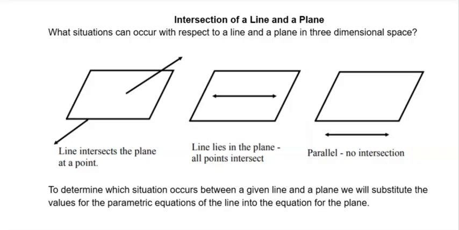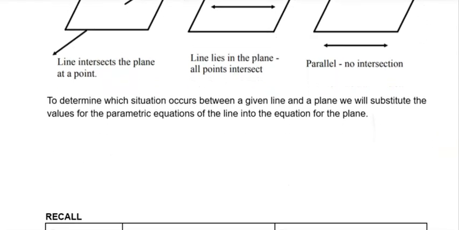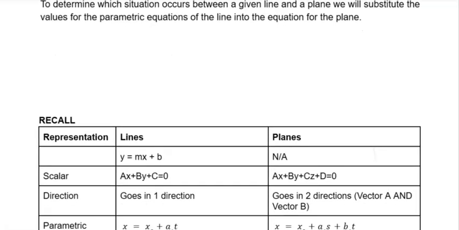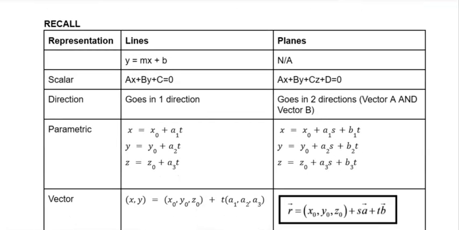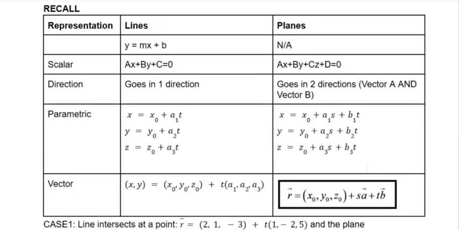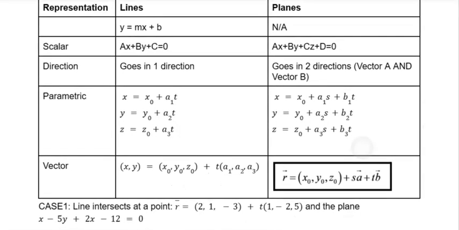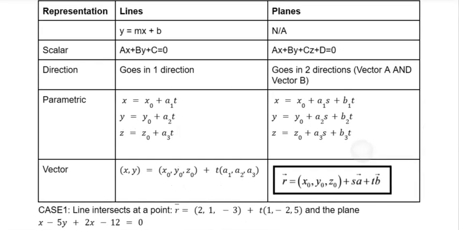So in order to determine which situation occurs between the given line and the plane, we will substitute values from the parametric equations of the line into the equation for the plane. And so I'm just going to quickly remind you of our different forms. For a line, we could have it in the form y equals mx plus b. For the plane, there is no equivalent representation that suits this format. It just doesn't exist, okay?